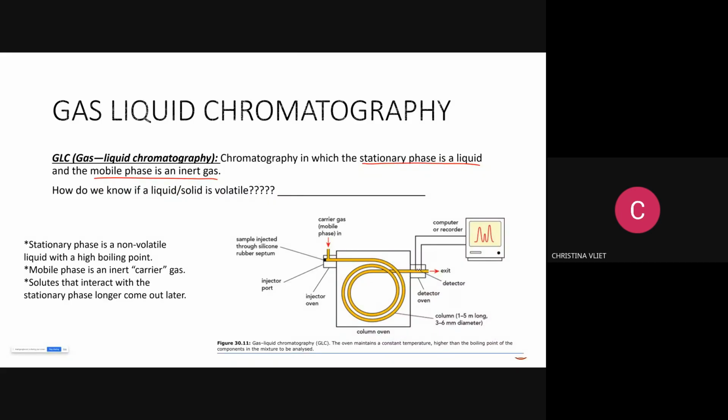What do we mean by inert? What does inert mean? There's no movement at all. It actually means it's unreactive. It's an unreactive gas.